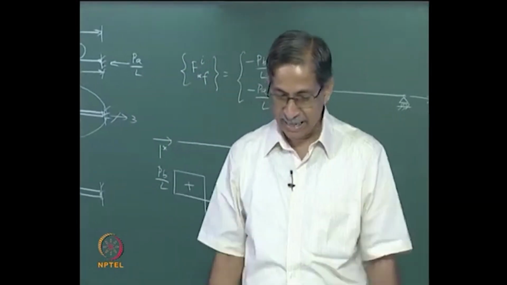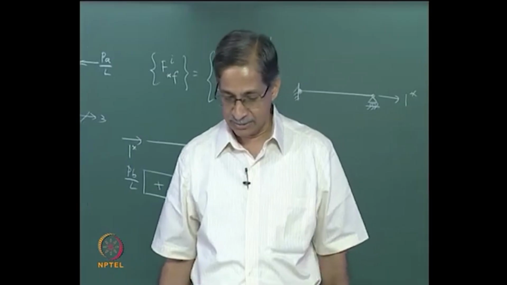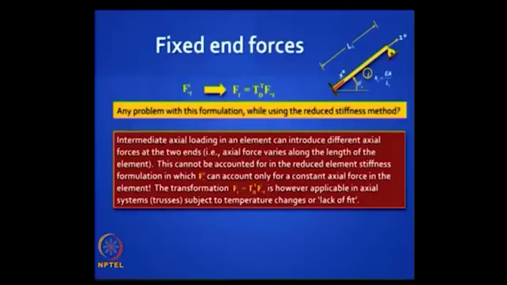So intermediate axial loading in an element can introduce different axial forces at the 2 ends, that is, the axial force varies along the length of the element. This cannot be accounted for in the reduced element stiffness formulation, in which Fi star can account only for a constant axial force in the element. So the transformation with TD transpose is not applicable in such cases.